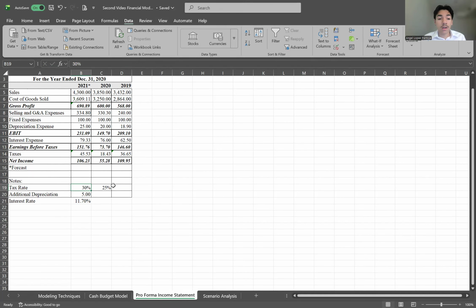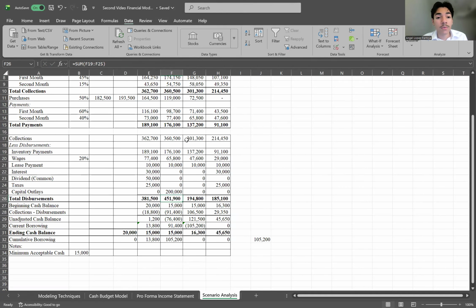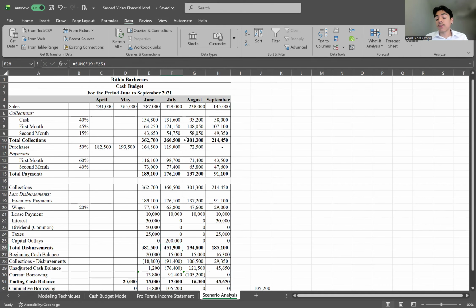So changing the tax rate assumption in this model that I built, Excel will automatically update our taxes and the income. And it's obviously useful for financial statements. Moving on to our scenario analysis, which is this case or this exhibit again.